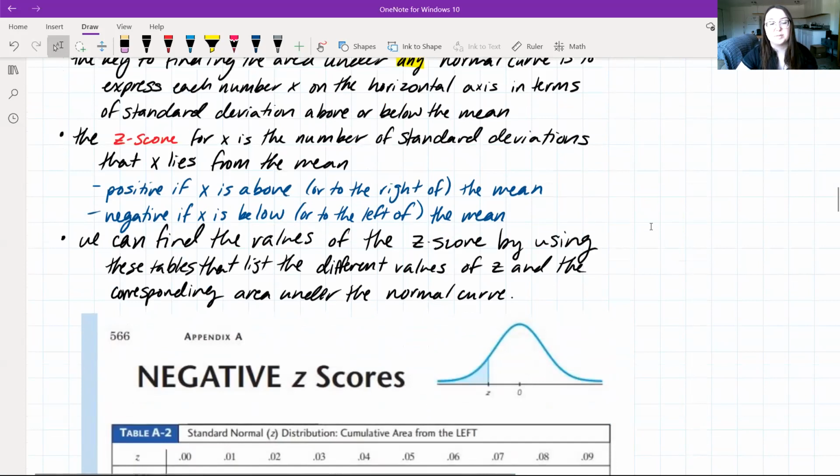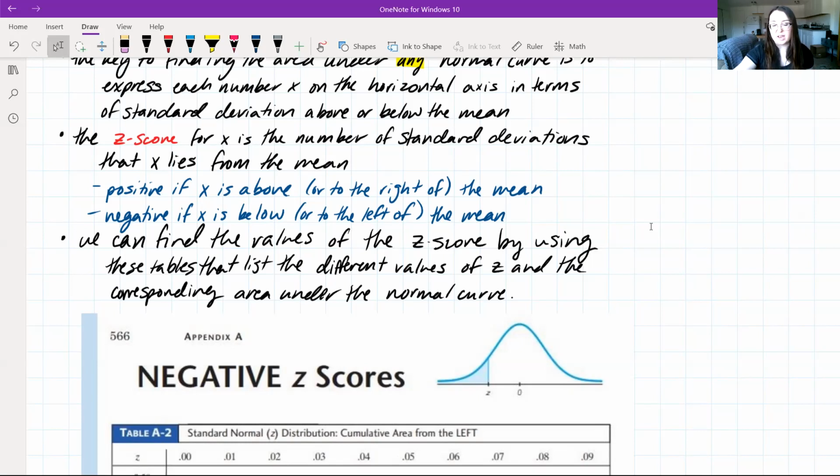So now, moving into the big part of this section, is the z-score. The z-score for x is the number of standard deviations that x lies away from the mean. So your z-score is always just going to be the number of standard deviations of whatever variable you have, we call this x, and how far away it is from the mean. Our z-score is going to be positive if x is above or to the right of the mean, and negative if x is below or to the left of the mean.